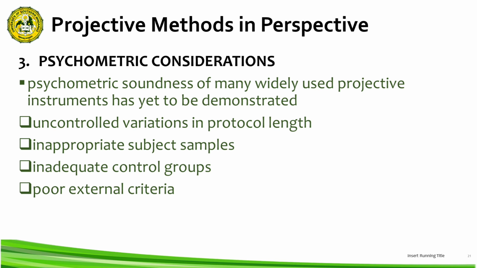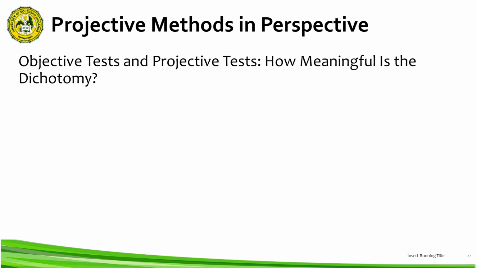So we're down to my last topic, which is objective tests and projective tests. How meaningful is the dichotomy? Weiner in 2005 characterized the objective versus projective dichotomy as misleading. Truth in labeling is not served by characterizing one class of tests as objective in the face of many questions regarding their objectivity, and another class of tests as something other than objective. Observers might conclude that one group of tests is indeed objective, while the other group of tests must be subjective.